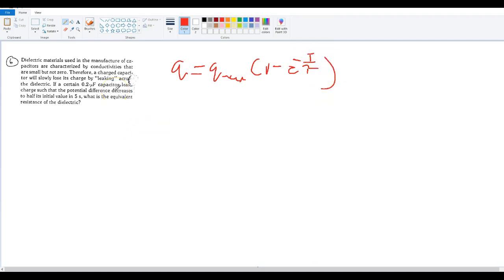Well, what do we know? And just to be clear, this also works for voltage. Q is probably what's used more, but voltage is definitely possible. And what does it say? The capacitor leaks such that the potential difference, voltage, decreases to half its initial value. So it's gone down half. What does that mean? It means that this multiplier is 0.5 once again, or that 0.5 is equal to e to the negative t over tau.